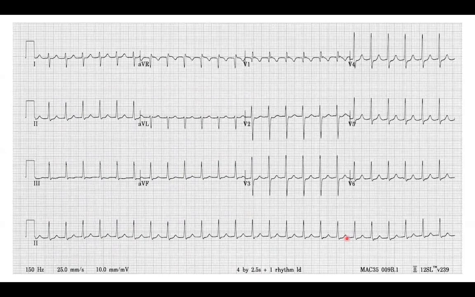Perfect. So here is our first EKG that we'll go over together. Just take a second to pause the video and go through your typical systematic approach to reading an EKG, and then we'll go through it together.